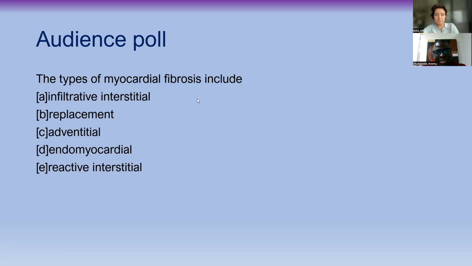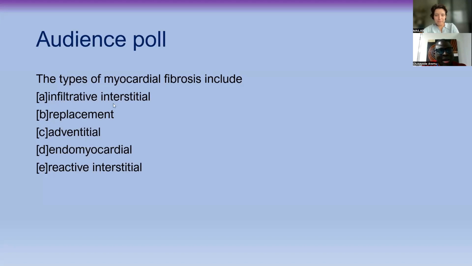So somebody said D. Are you sure it is D, endomyocardial? Did you hear me talk about the error? Somebody said replacement. Are you telling me the types, or the one that is wrong? Let me repose the question. Bring out the one that is wrong in the listed options.